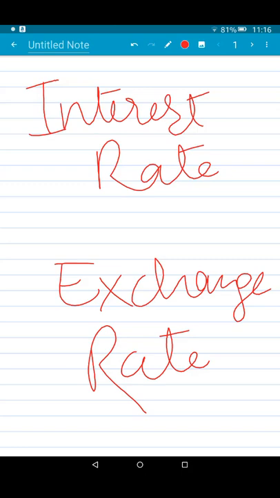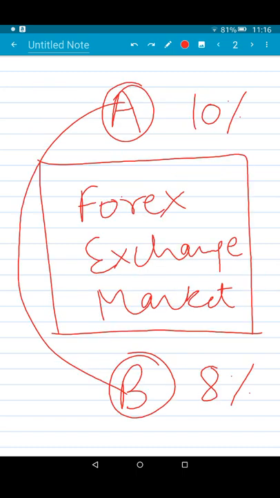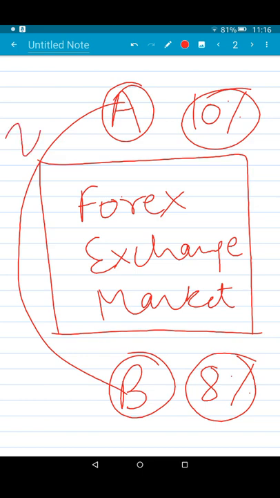Today we will discuss the effect of interest rate on exchange rate for any country. To understand this, let us suppose there are two countries, country A and country B. The interest rate in country A is 10% and the interest rate in country B is 8%. So there is a difference of 2% between the interest rates of these two countries.